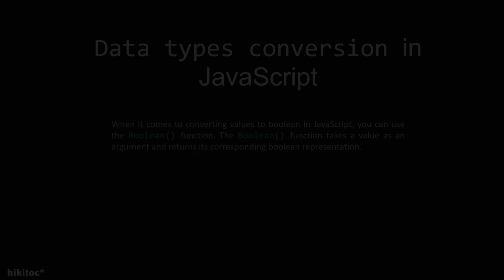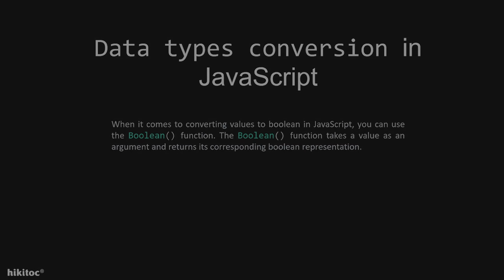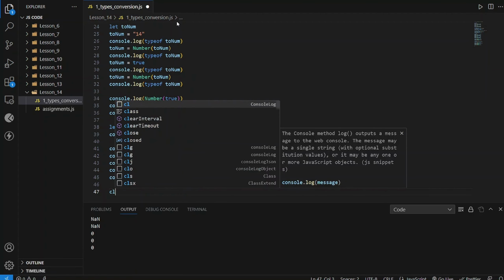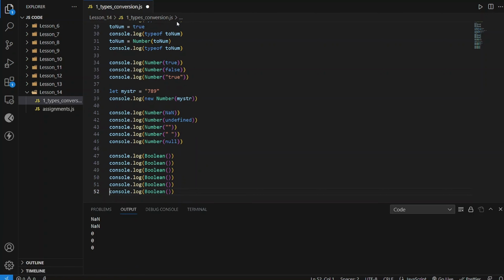Next, let's see conversion to boolean. Boolean conversion is the simplest one. You just need to remember what gives false, and the rest provides true. Boolean conversion in JavaScript follows the concept of truthy and falsy values. The Boolean function treats certain values as falsy, meaning that they are considered as false, while all other values are treated as truthy and are considered as true. This allows for a simple and intuitive conversion from any value to its corresponding Boolean representation.